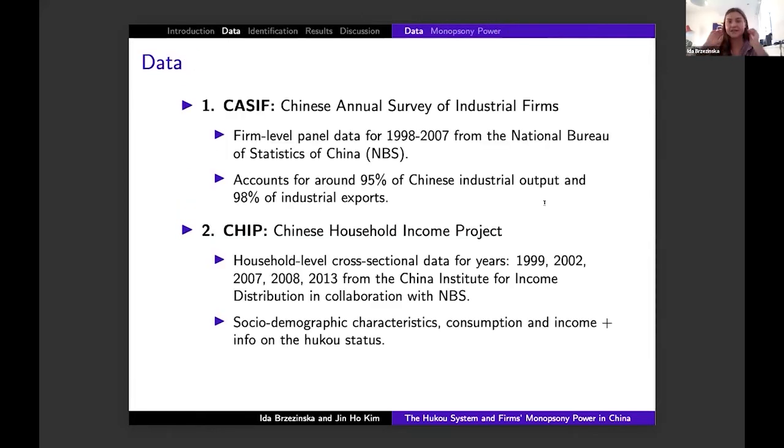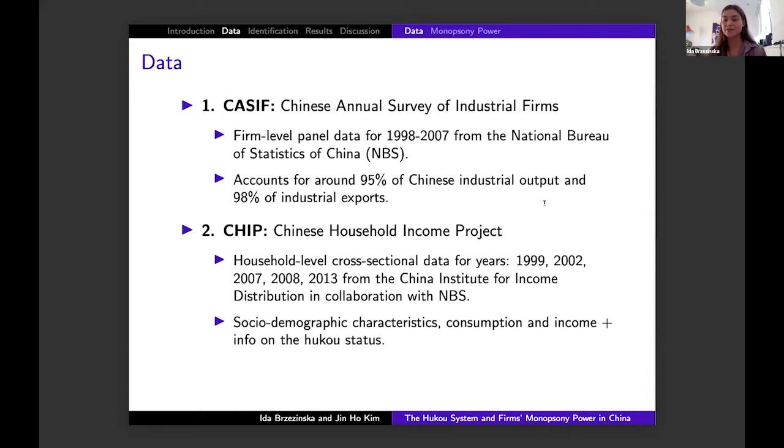So looking at the data, the first one is the Chinese Annual Survey of Industrial Firms, probably the most comprehensive firm level panel for China, spanning 1998 to 2007 from the NBS, covering 95% of industrial output and 98% of industrial exports, and it has all the balance sheet information. So revenues, costs, worker remuneration, we can estimate the production function from that as well. But what it doesn't have is information about worker characteristics. So from this data set alone, we cannot identify exactly who is exploited or what their characteristics are.